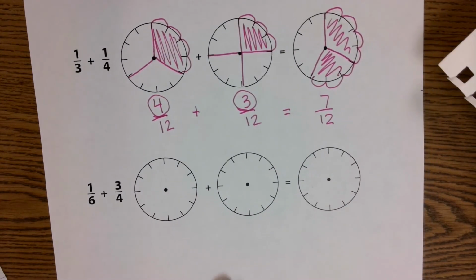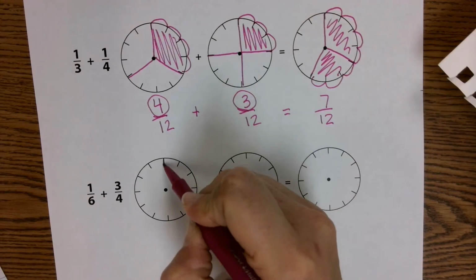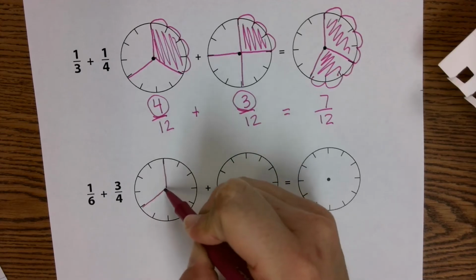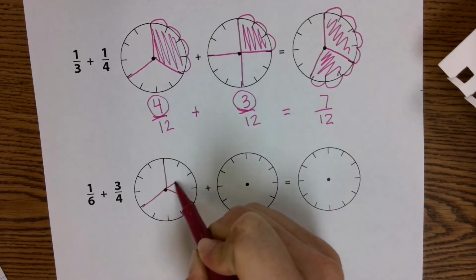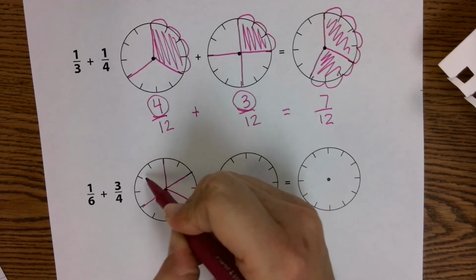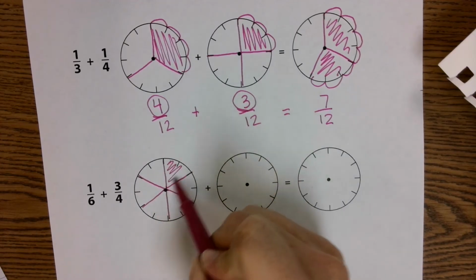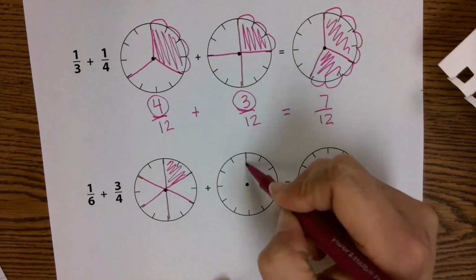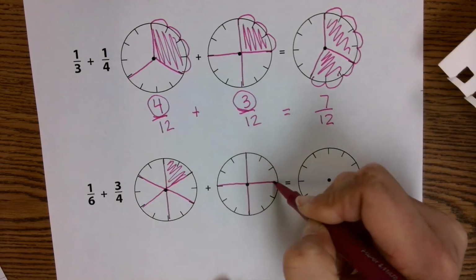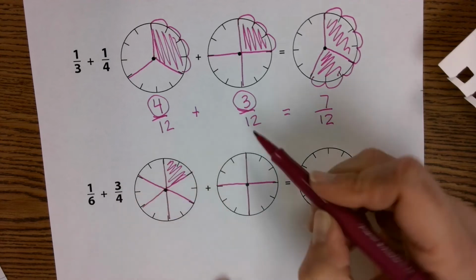Looking at the last one on this side of the page, I have 1/6 plus 3/4. So go ahead and attempt 1/6 plus 3/4. With the 1/6, I'm going to start with my thirds. And then I'm just going to go ahead and split each third in half. So now I have 6s. I have one of them. For my 3/4, I'm going to go ahead and do 4s. And then it says I have 3 of those 4 pieces.